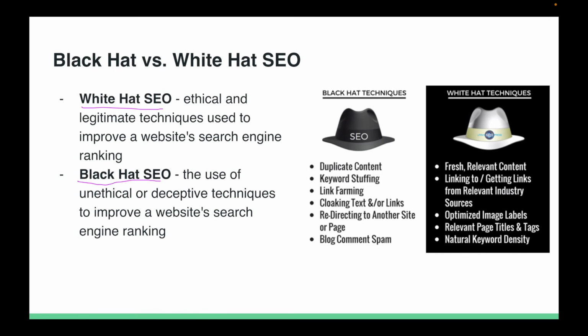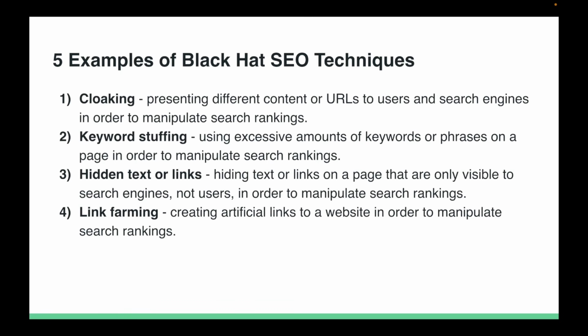Now, right here, we've got a list of some of our white hat techniques and some of our black hat techniques. So let's look at the black hat techniques. Some common black hat SEO techniques are cloaking, so presenting different content or URLs to users and search engines in order to manipulate search rankings. So you might show the users one thing and a search engine something different. There are multiple ways to do this. We're not going to go into that, but this is called cloaking. So the user sees something different from the search engine, and the user is therefore most likely going to a page that isn't relevant to them.